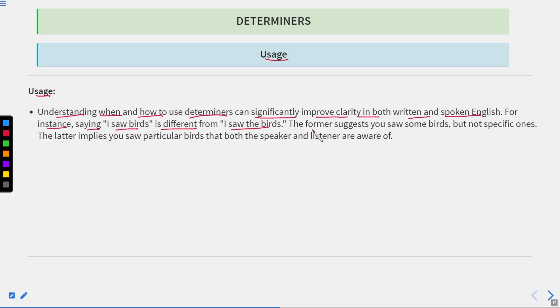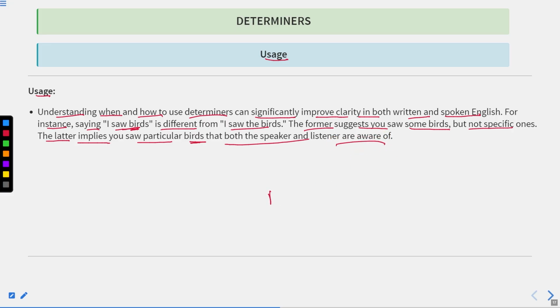What? The former, the previous one, I saw birds, means I saw any type of birds. I'm talking about birds which can be any. It suggests you saw some birds but not a specific one. The latter, the second one, implies you saw particular birds that both the speaker and listener are aware of.